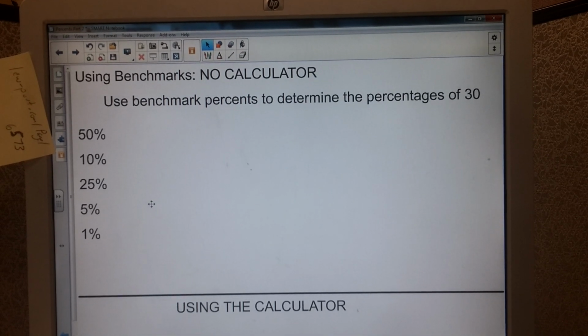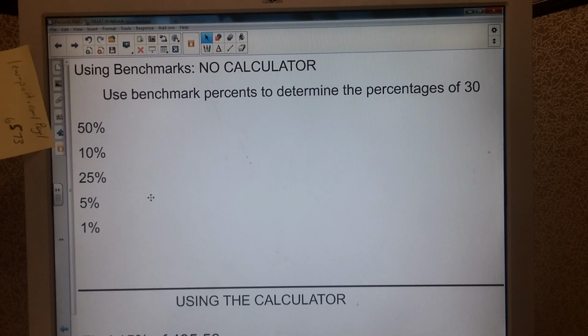Okay, last thing here is finding the percent of a number. The first section is without a calculator. Go ahead and pause your tape and give it a try.